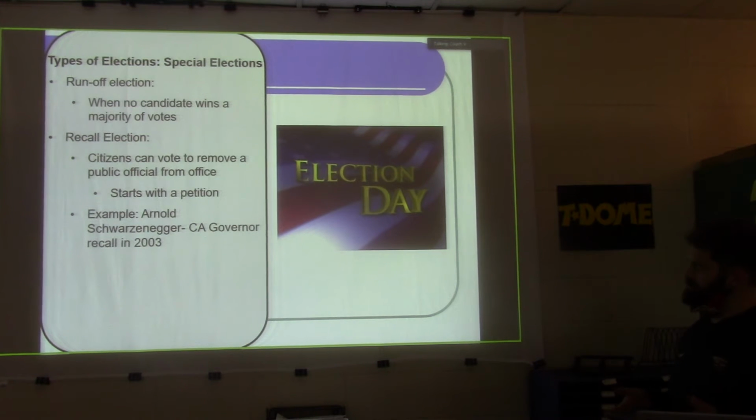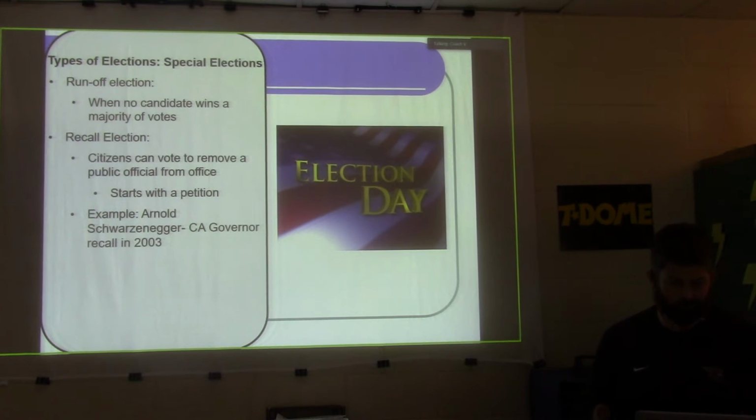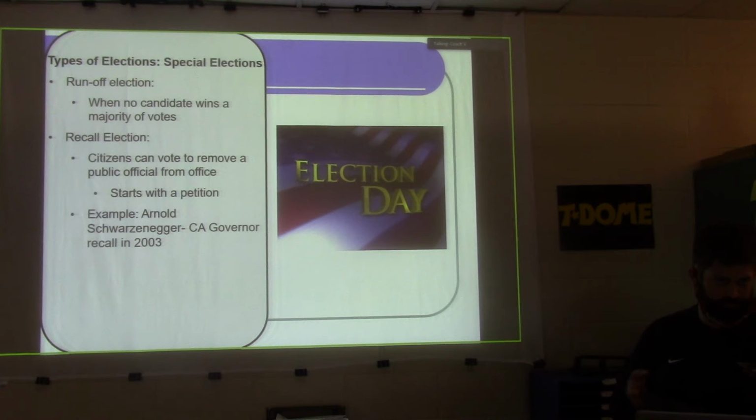Recall election, citizens can vote to remove a public official from the office. It starts with a petition, just like we talked about before. An example here would be Arnold Schwarzenegger. So California governor, recall in 2003. It didn't happen. He was still the governor after that.